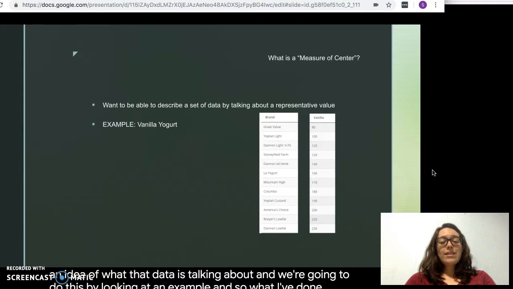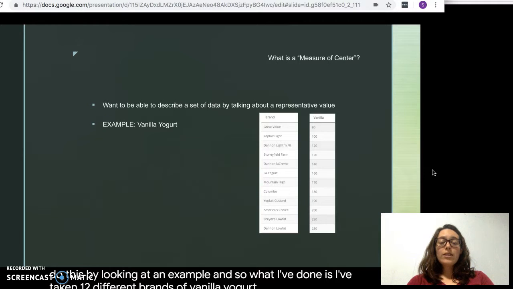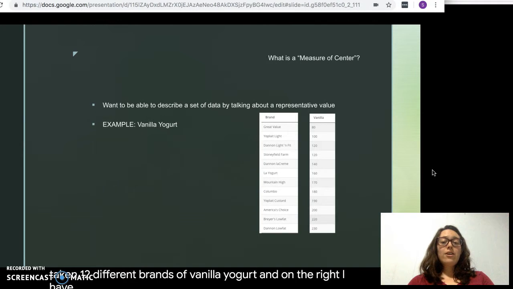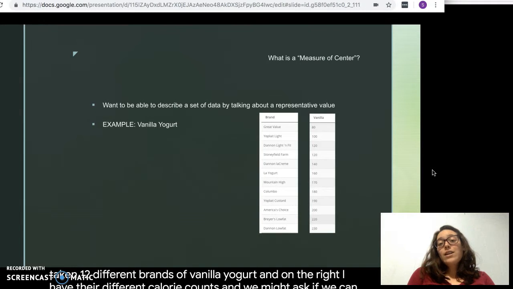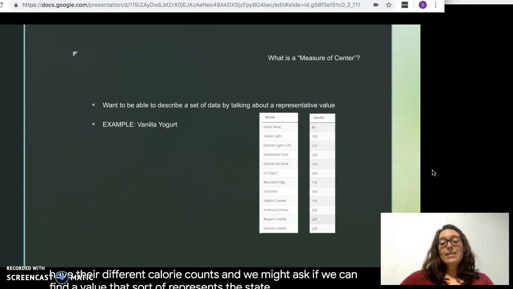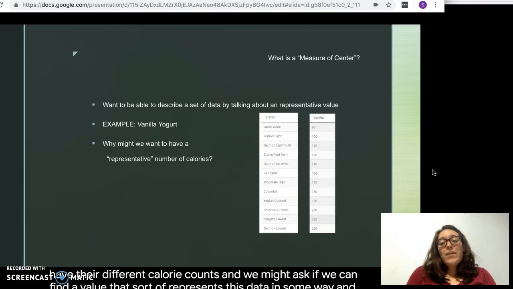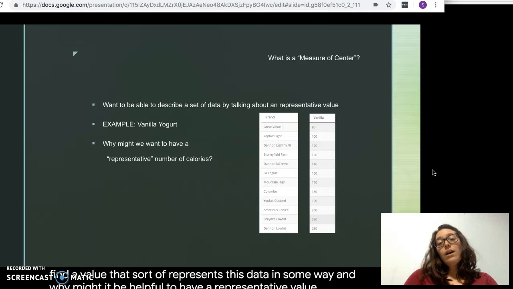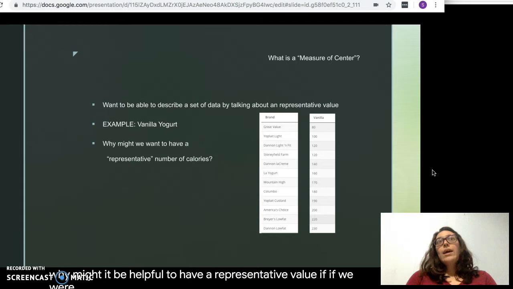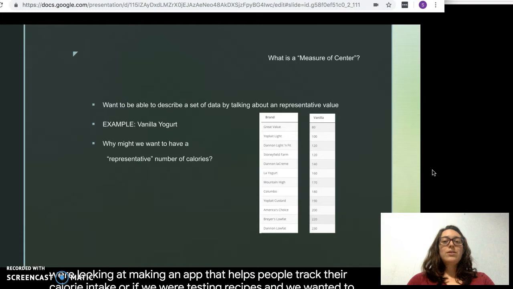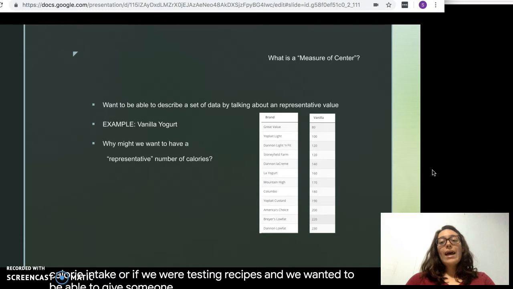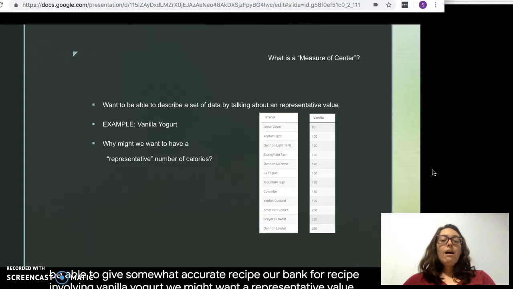What I've done is I've taken 12 different brands of vanilla yogurt, and on the right, I have their different calorie counts. And we might ask if we can find a value that sort of represents this data in some way. And why might it be helpful to have a representative value? If we were making an app that helps people track their calorie intake, or if we were testing recipes and we wanted to give a somewhat accurate calories per serving for a recipe involving vanilla yogurt, we might want a representative value.